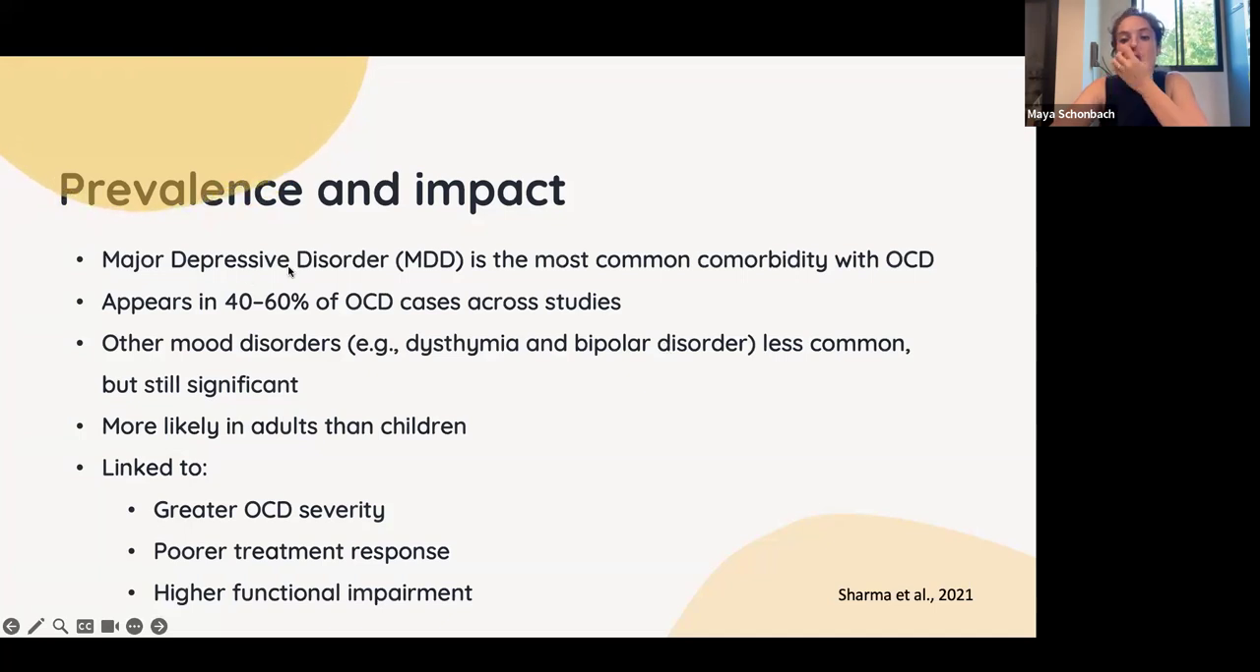We also know that this comorbid depression is more likely to show up in adults than in children with OCD. And this is interesting because maybe that reflects the chronic emotional toll that OCD takes on us over time, and so that might be why it's showing up more in adults than in children. And it's important to say that this overlap really affects functioning. It leads to more severe OCD symptoms, poorer response to treatment, and significantly greater impairment in daily life. And so this really is why it's so important to treat both of these disorders, not just the OCD alone.